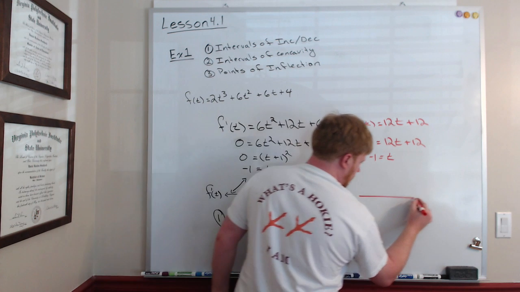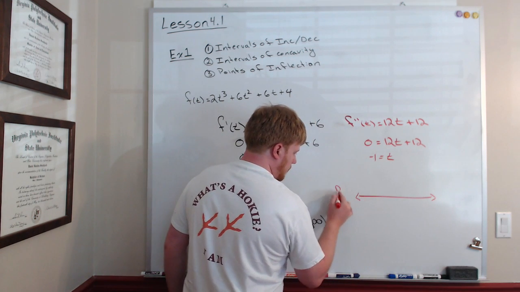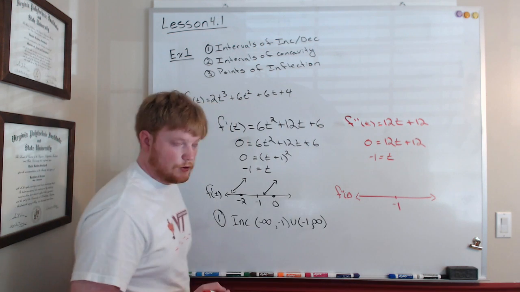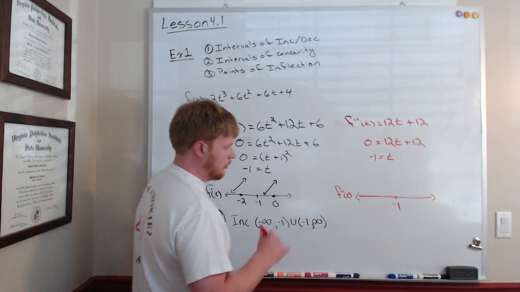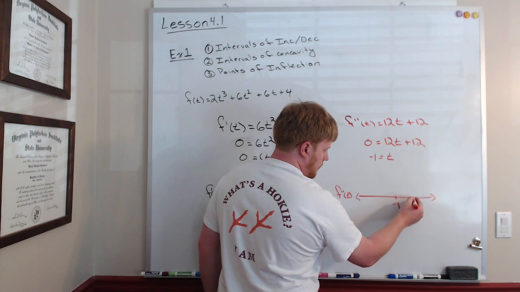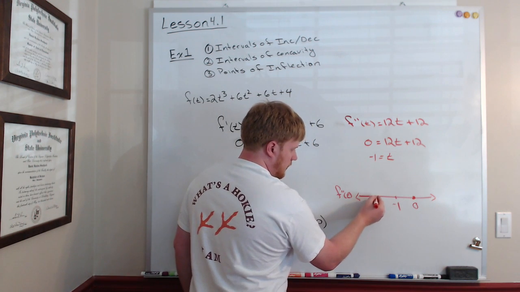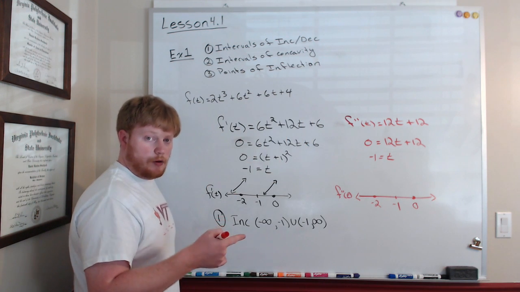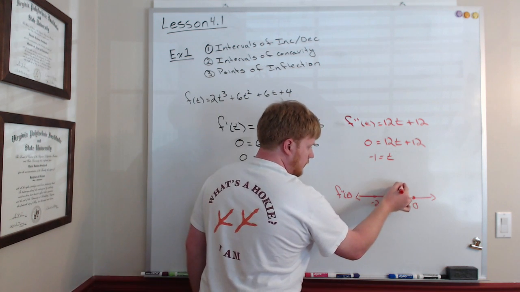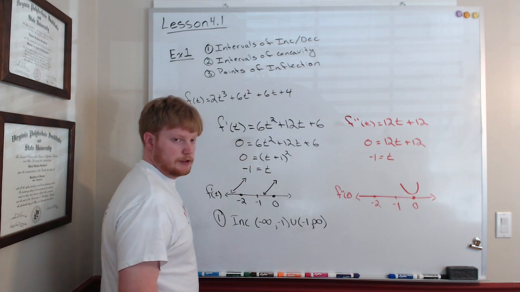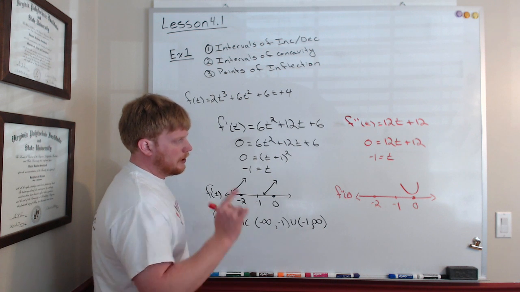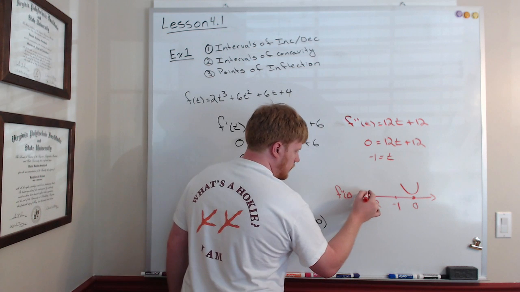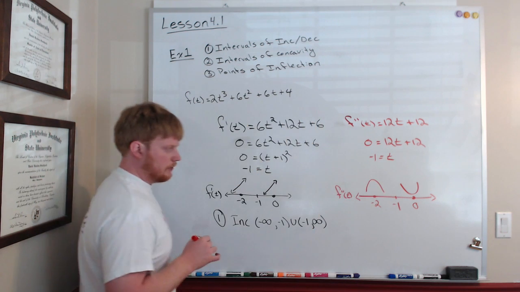So I'm going to make another number line here. Label this one f double prime of t. There's my critical point, or excuse me, possible point of inflection. And I'm going to look at what's happening here, and I'm going to look at what's happening here. Well, when I plug in 0, I get 12, which is positive, which indicates that I am concave up. Okay. When I plug in negative 2, I get negative 12, which is an indication that I'm concave down.